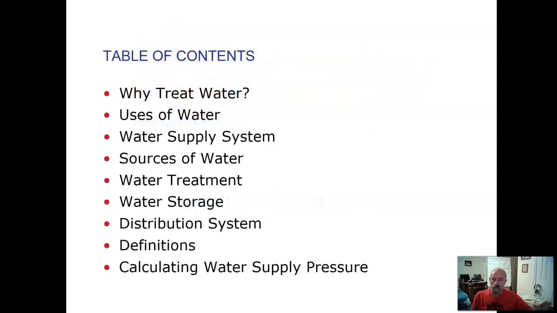The things we're going to go over: why treat water, the uses of water, water supply systems, sources of water, water treatment, water storage, distribution systems, definitions, and calculating water supply pressure, which is to make sure that you have enough water at the tap or at the shower head in your house to effectively run whatever utility it is you're using.